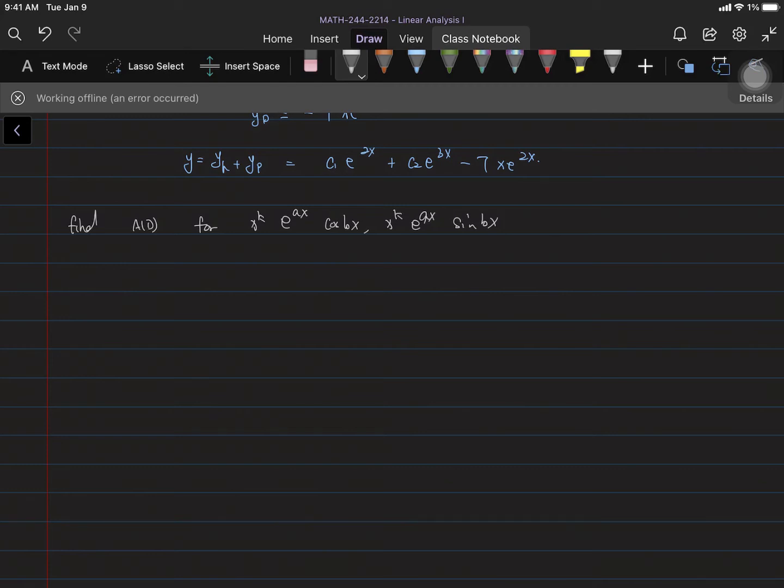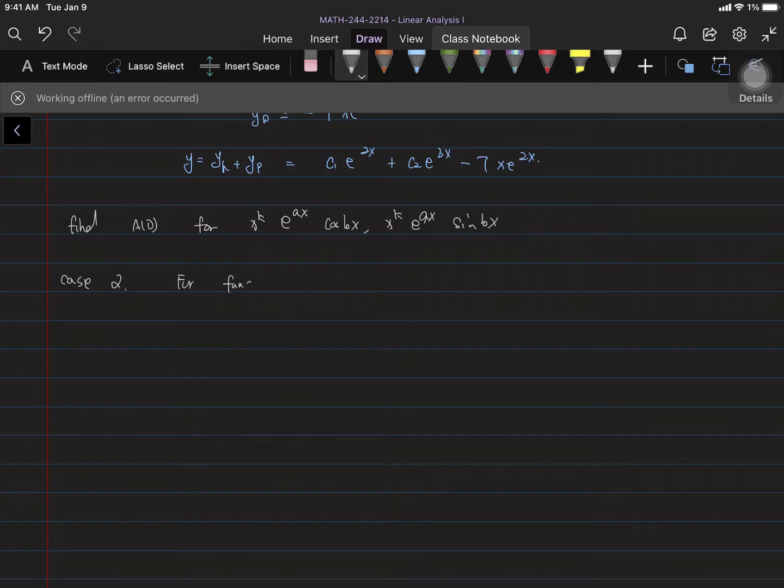Hello everyone. In this class, we are going to continue to finish section 8.3. We are going to find an annihilator for other cases, for when the r is a complex number. Okay. So firstly, let's see. We can say this is case 2.